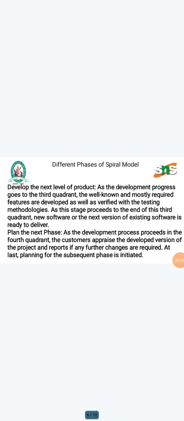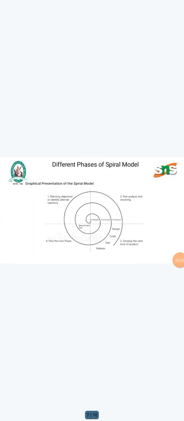Plan the next phase. As the development process proceeds in the fourth quadrant, the customer appraises the development versions of the product and reports if any further changes are required. At last, planning for the subsequent phase is initiated. Different phases of spiral model.